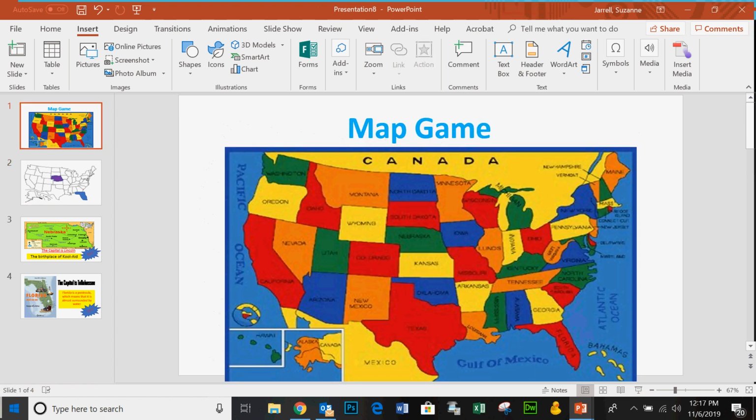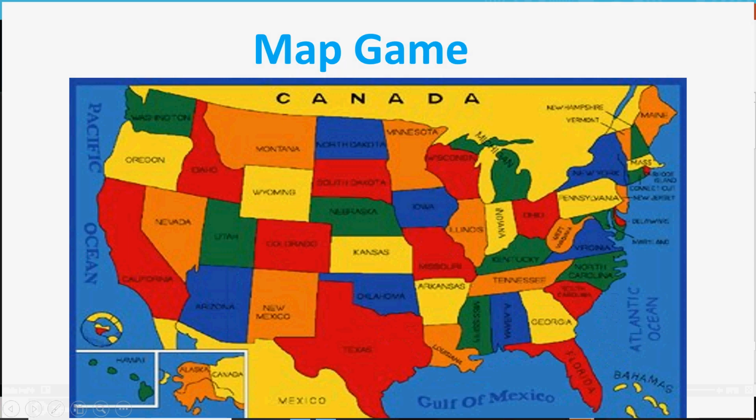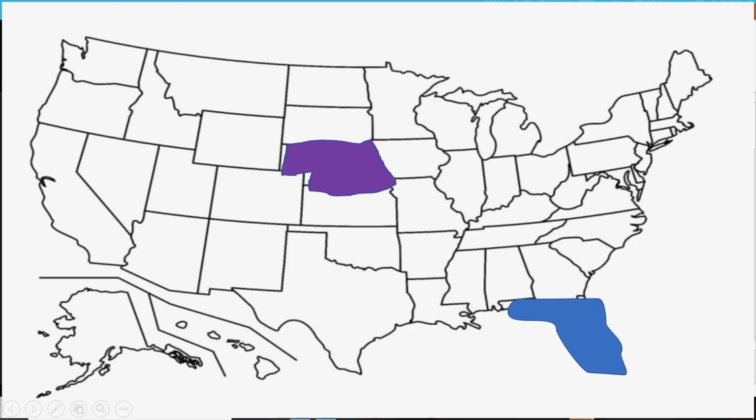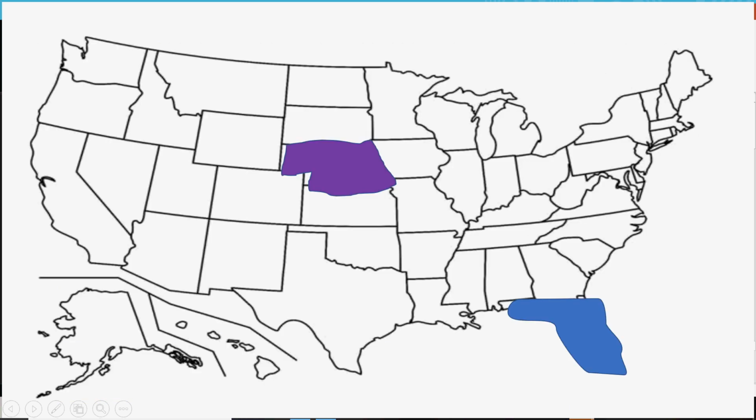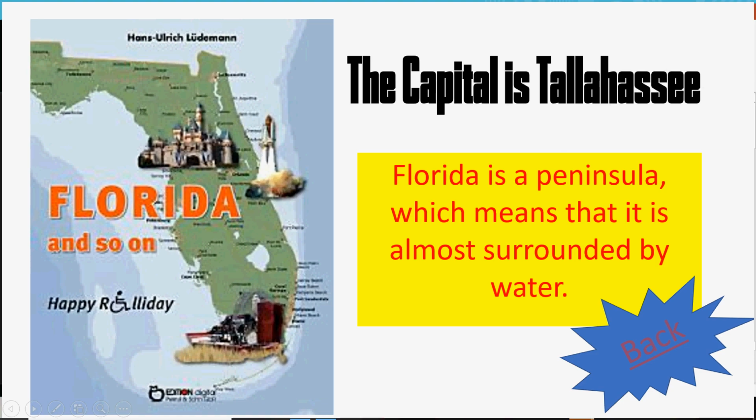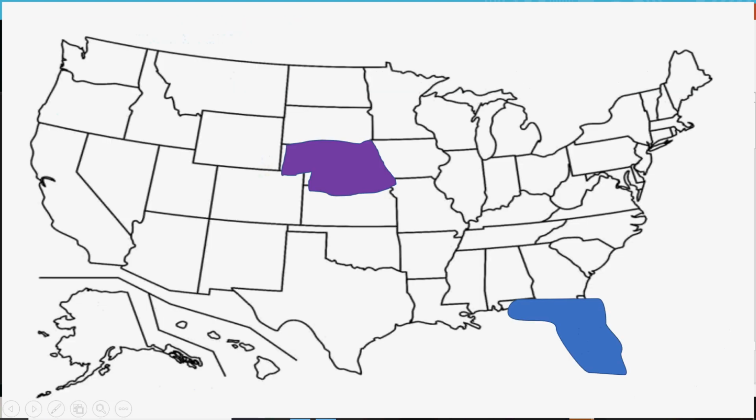So now if I'm here, I can click on it, I have my map, I can ask them, what state do you think this is? They'll tell you the answer, they click on it, they get the answer, they get the capital, they get a birthplace. You click back, you say, okay, pick another one. They go down here, you click on it, it will give them the name of it, the capital and a fun fact and go back.